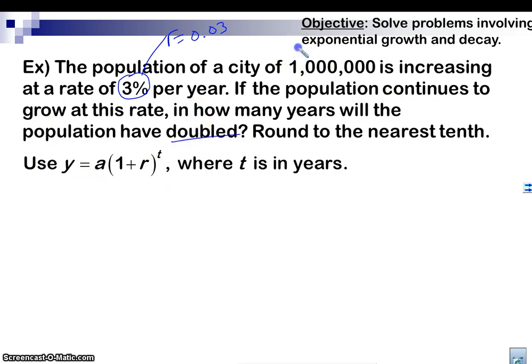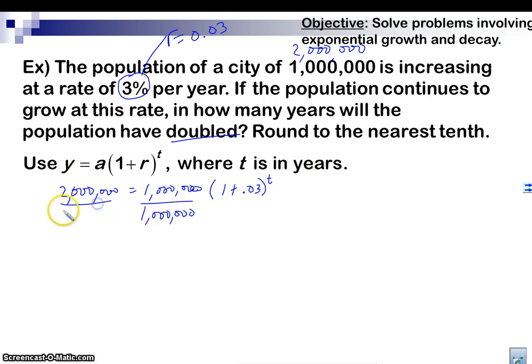Double of a million is 2 million. So let's go and write that down. Y equals 2 million. A is equal to 1 million times 1 plus 0.03 raised to the t. I'm going to divide by 1 million. 2 million divided by 1 million is just 2, right? I think I did that math right.